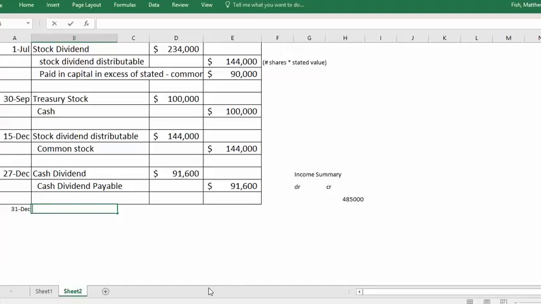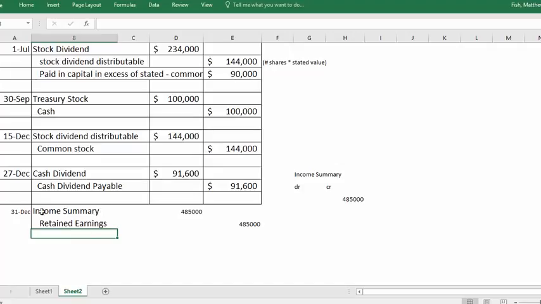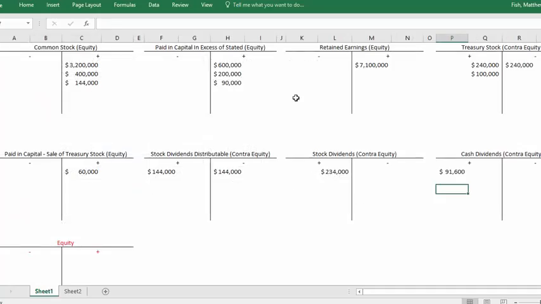It's a temporary account. We would debit income summary for 485, and we would credit retained earnings. And by crediting retained earnings, we're increasing the retained earnings account, and so it's gone up in value, and that shows a positive amount for the shareholders. So that's what we do on December 31st. And then lastly, I know it's very long, we close the two dividend accounts to retained earnings. But before I do that, let me make sure I post this 485 to retained earnings. See, it goes up.